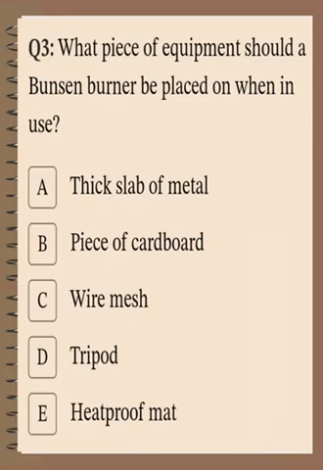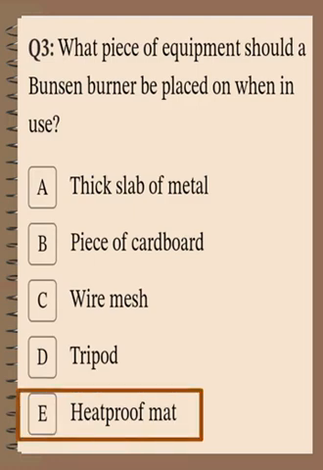Question number 3, which piece of equipment should a Bunsen burner be placed on when in use? We must put something under the flame so that it doesn't cause any disturbance or fire around the glass that we use. We have a thick slab of metal, a piece of cardboard, wire mesh, a tripod, or a heat proof mat. We can use the heat proof mat. It's like a mat that prevents the Bunsen flame from reaching any of the equipment that we use.